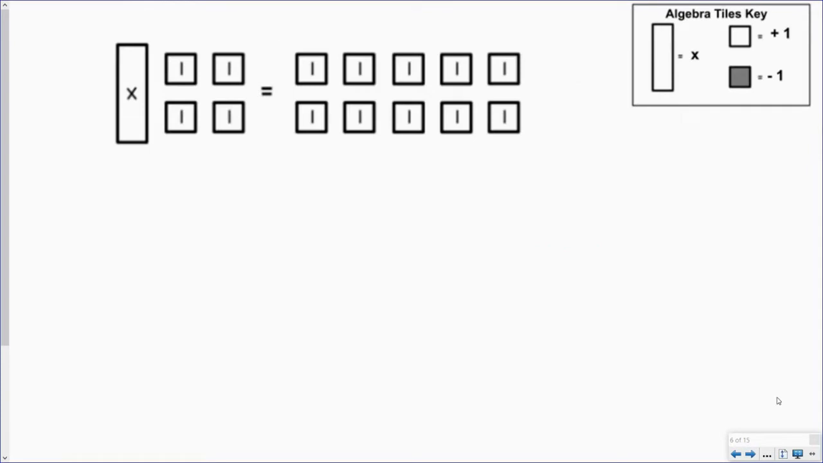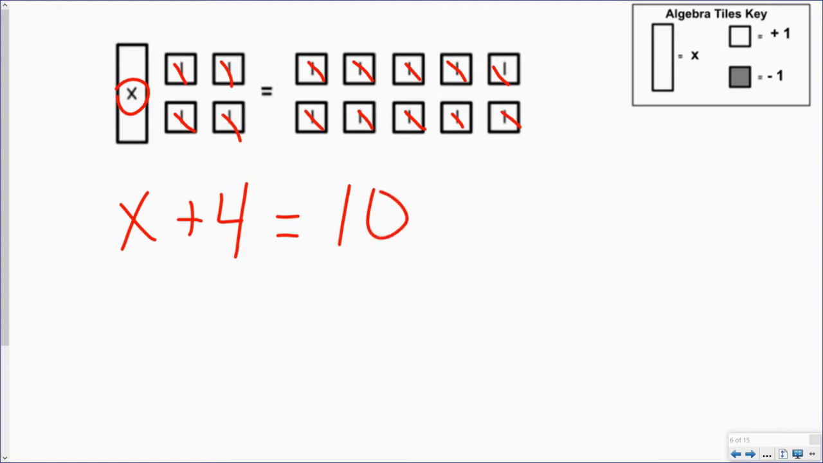Let's take a look at this using algebra tiles. On the left side, I have an x, so I'm going to put my x here, and then I have one, two, three, four of these. So I'm adding 4 to my x. On this side, I have 1, 2, 3, 4, 5, 6, 7, 8, 9, 10. So my x plus 4 is going to be the same as my 10.